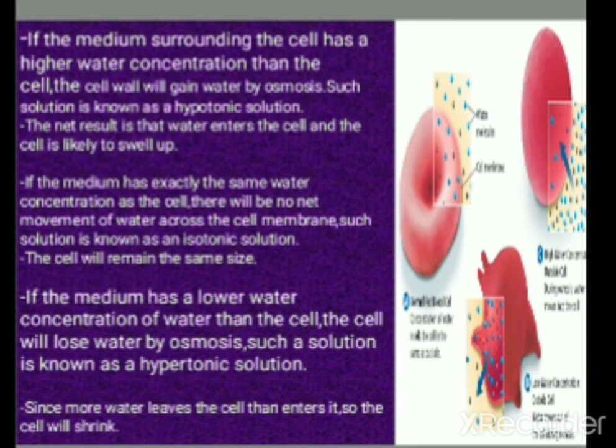And in the third case, if the medium has a lower water concentration than the cell, the cell will lose water by osmosis. Such a solution is known as a hypertonic solution. So the net result in a hypertonic solution will be that the cell will shrink.